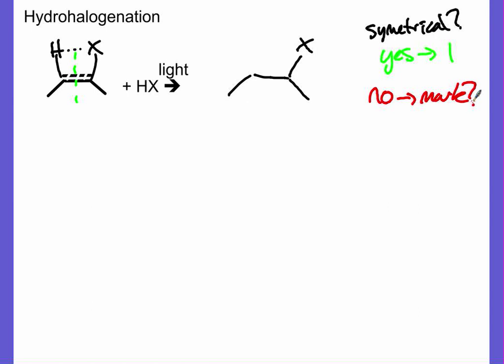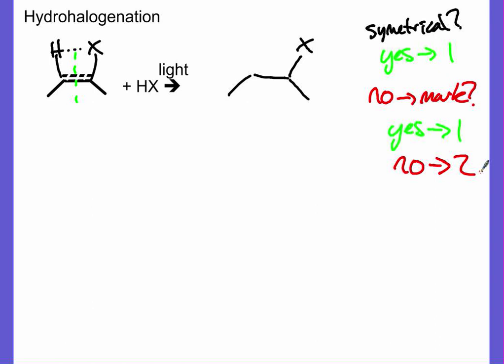Does Markovnikov's rule matter or not? Because if Markovnikov's rule matters, then you're only going to get one product. If Markovnikov's rule does not matter, then you can finally get two products. The only way you can ever get two products is if it's asymmetrical to begin with, and Markovnikov's rule matters. So you kind of go through that series of questions, right?